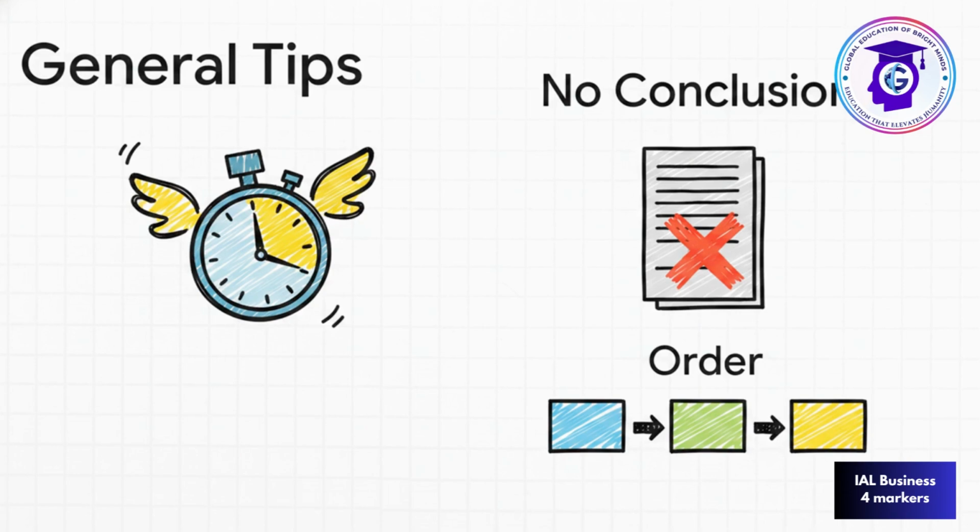Second, and this is a big time saver, you do not need a conclusion or a judgment. It's not required and you won't get any extra marks. And finally, structure your answer in that KAA order: knowledge, application, and then analysis. You're basically making it impossible for the examiner not to give you the marks.